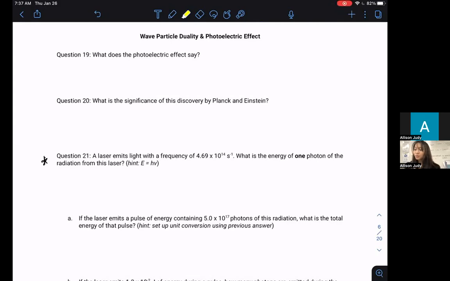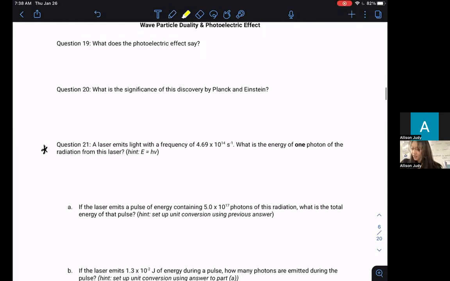So here you're just simply doing a plug and chug problem where I give you the relevant information that you need, you plug it into the equation necessary, and you chug out the calculations to find your answer. Here we're quantifying the matter of energy, which is super cool. I love wave particle duality.